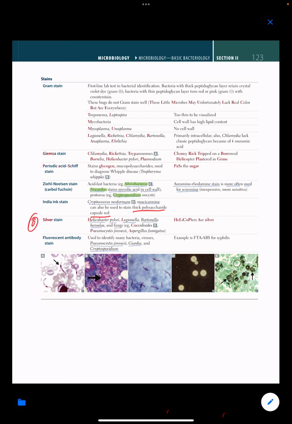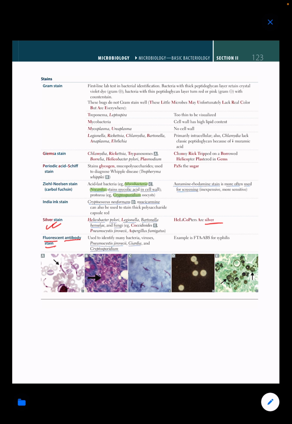The next one is silver stain. There is a mnemonic: helicopters are silver. Helicobacter pylori, Coccidioides, Pneumocystis jirovecii, A for Aspergillus fumigatus, L for Legionella, and P for Pneumocystis jirovecii, already done. These stain with silver stain.